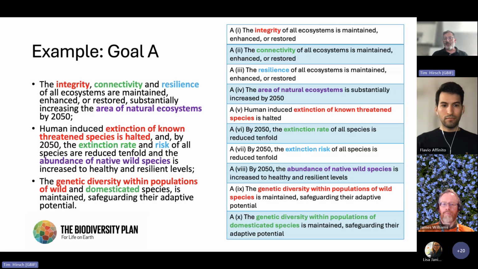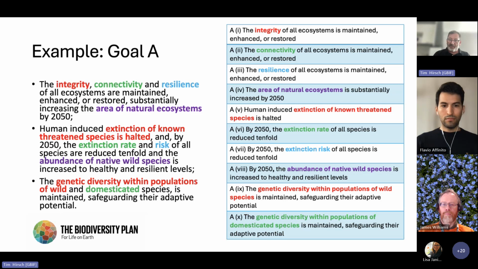So human-induced extinction of known threatened species is halted. That's a well-defined concept that needs to be measured. And then the next part, by 2050, the extinction rate and risk of all species are reduced tenfold. Now, this was an example of where in the first draft, we put that as one element: the extinction rate and risk of all species are reduced tenfold.